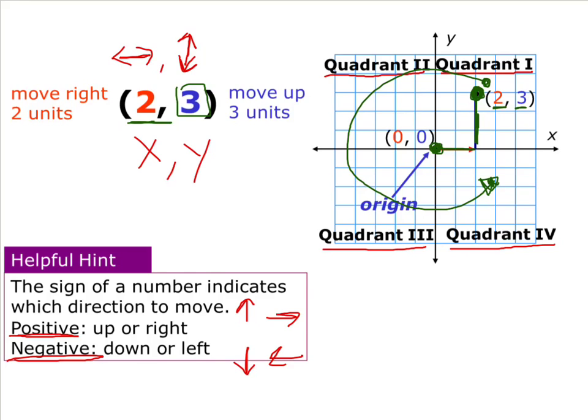Easy enough. Pay close attention to your quadrants because on your homework it is going to ask you what is the ordered pair and what quadrant is it located in. Alright, let's take a look at our next one.